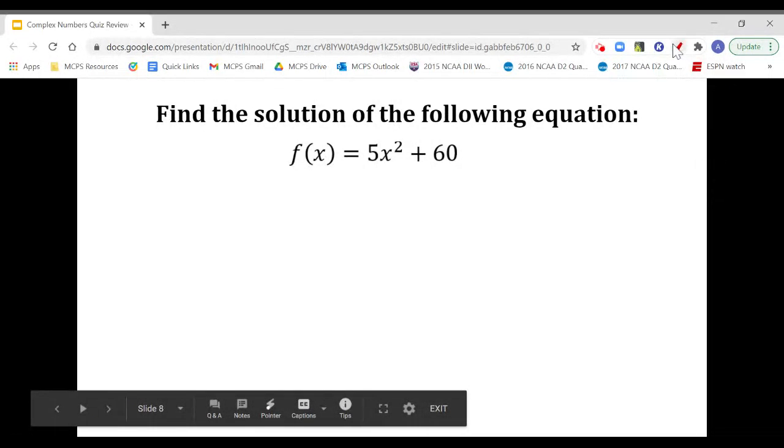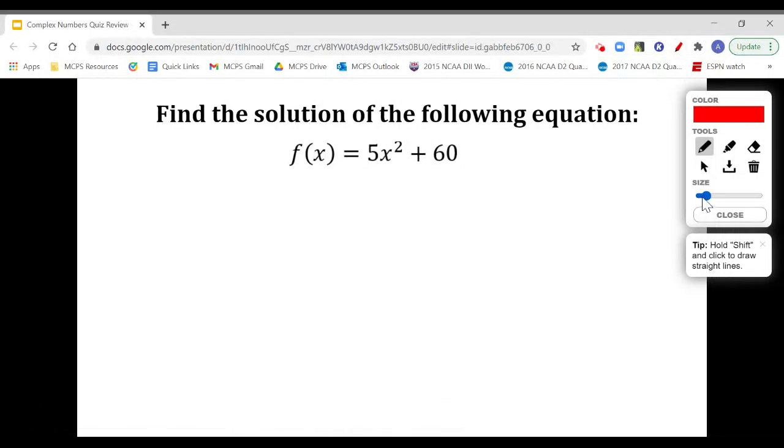Okay. Last one of these type, again, I recommend that you go ahead and solve this out on your own first, and then I'm going to go over it. So pause the video. Okay, going over this, again, I'm asked to find the solution. The solution means where the function is 0. So I'm going to replace f of x with 0. Next, I'm going to subtract 60 from both sides.